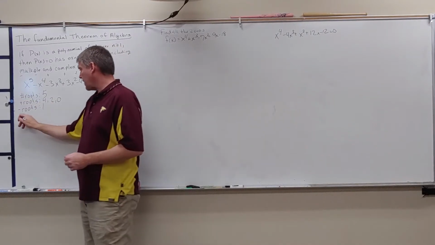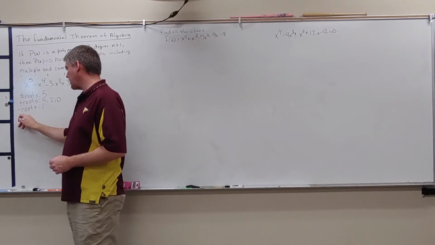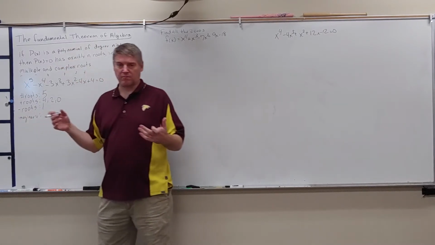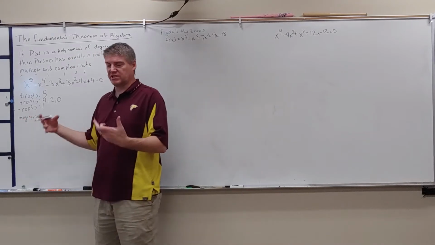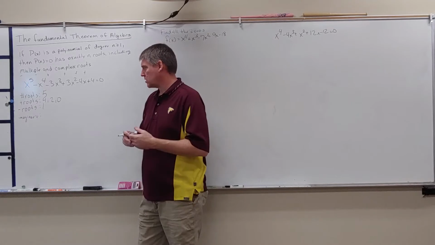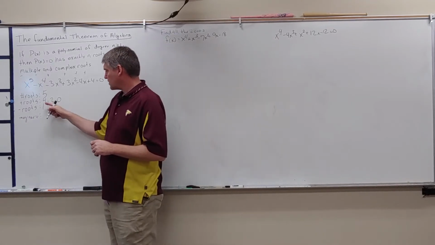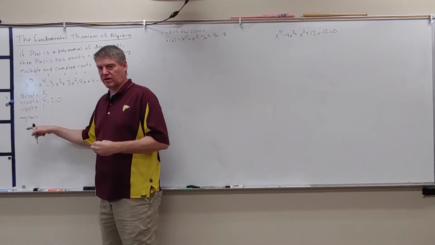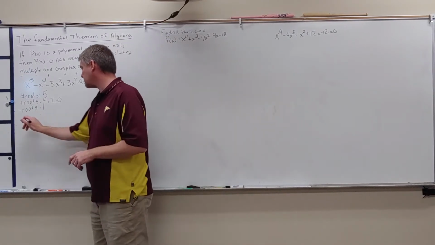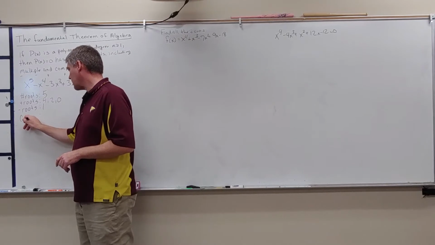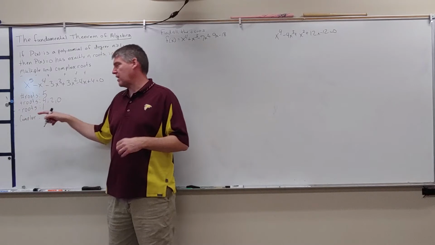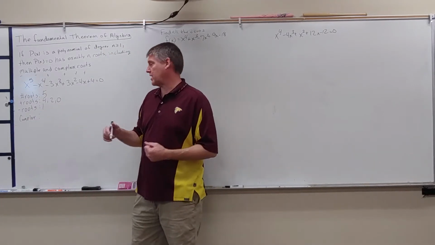Now I'm going to say imaginary. Really, maybe I should use the term complex. This is really just for me to understand that I want to account for all those roots. So my positive, negative, and complex roots always have to add up to 5.